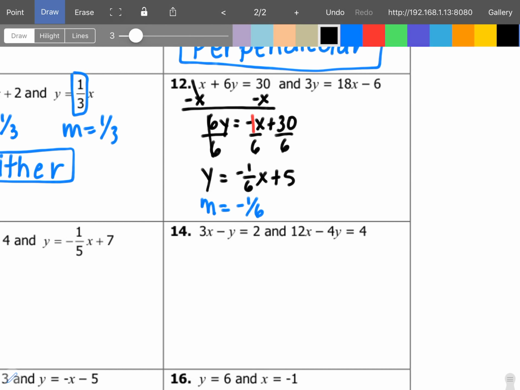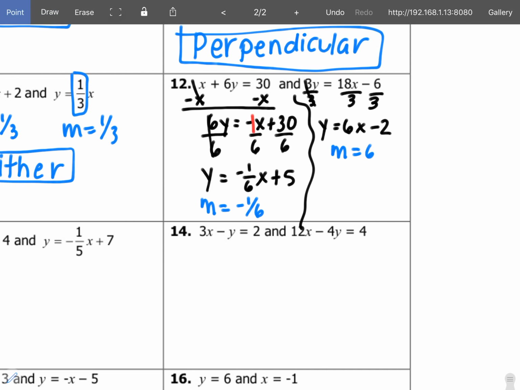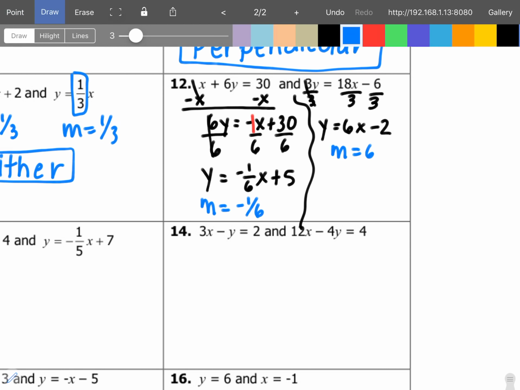So now we're going to look at the next one. So here, look, the y is already by itself on one side. I just need to divide each piece by 3 to get the y alone. So y equals 18 divided by 3 is 6, so 6x. 6 divided by 3 is negative 2. And what's my slope here? 6. So are these two lines parallel, perpendicular, or neither? So here's negative 1/6 and 6. Remember, 6 can be written 6/1, right? So these two are perpendicular.